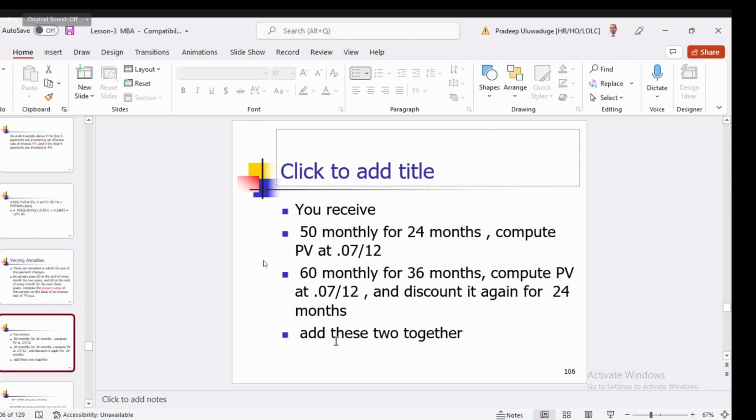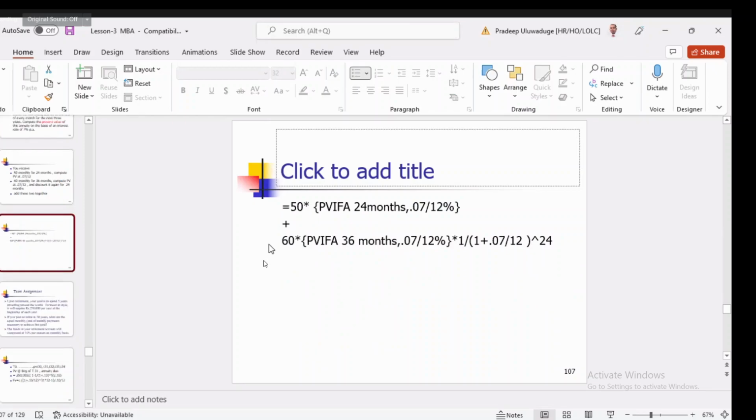So 50 multiplied by the present value interest factor of the annuity for 24 months at this interest rate, plus 60 times the present value interest factor of the annuity for 36 months at this interest rate. And then this has to be discounted by 1 over 1 plus 0.07 divided by 12, to the power 24. So you discount it for 24 months and then add this figure to the first, and you get the answer. Can anyone simplify the answer and give me? Yes, please.